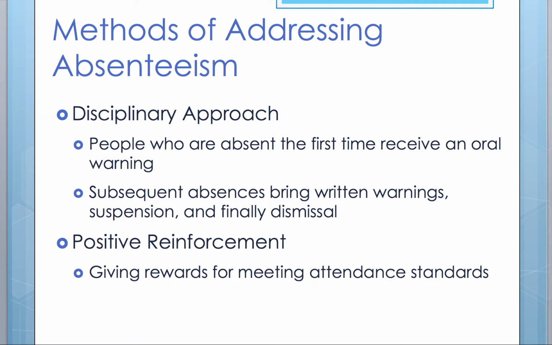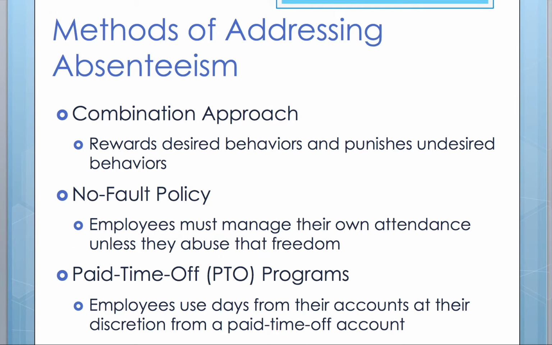Positive reinforcement can be giving rewards for meeting those attendance standards. So a person who, for the quarter or for the month or for the year, has only missed one day of work or never missed work, is now rewarded in some way. There's a combination approach where you can reward the desired behaviors while also punishing the undesired ones. A no fault policy where employees can manage their own attendance as long as they don't abuse it. PTO programs where they can use days from their accounts at their discretion.